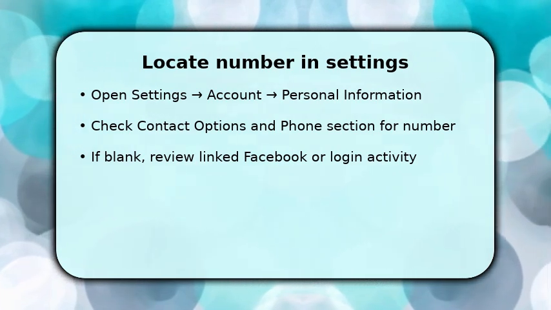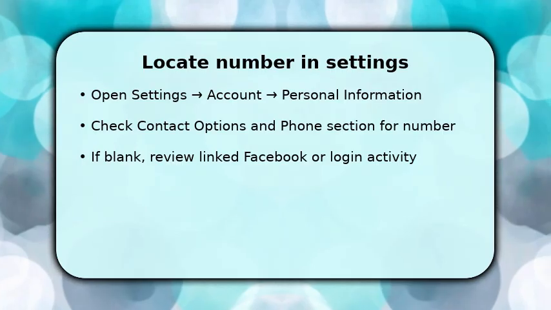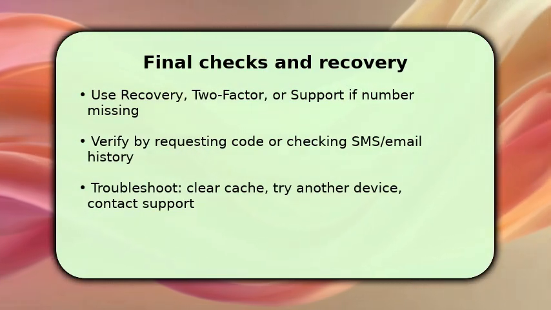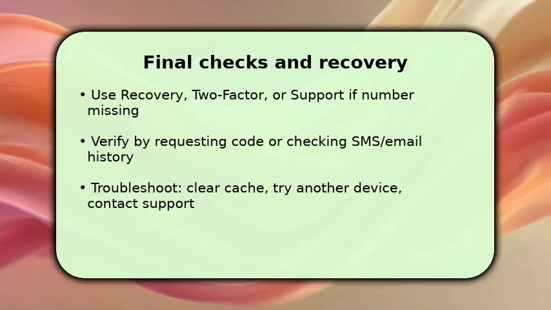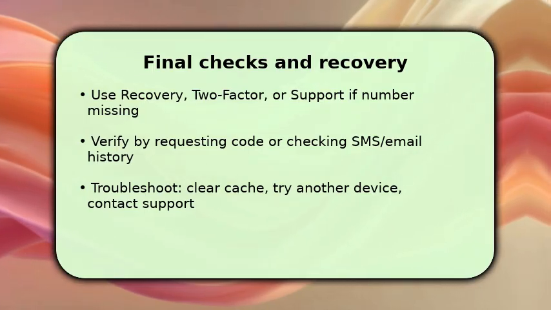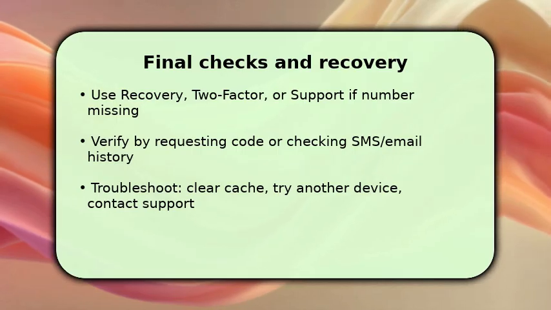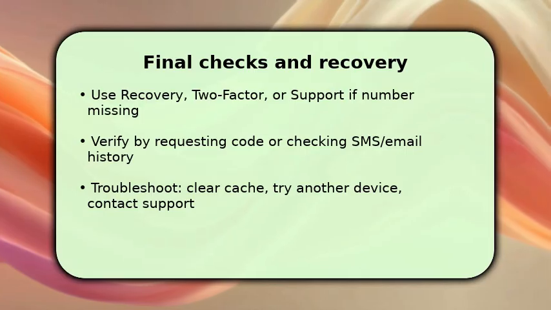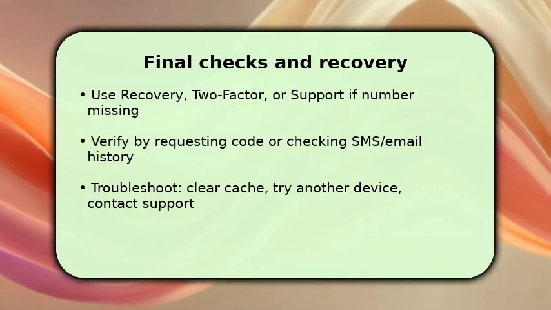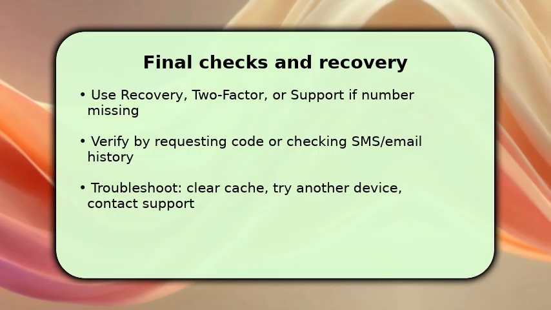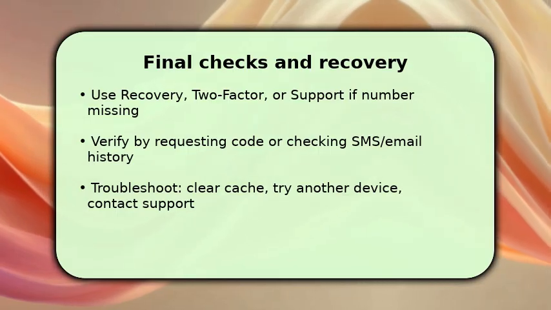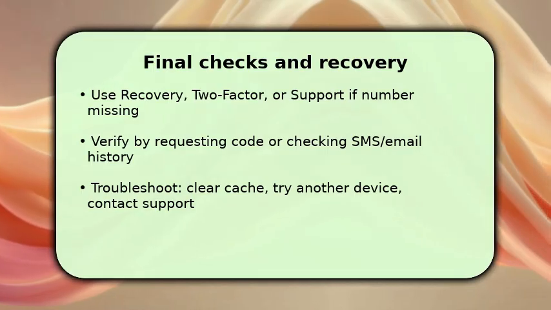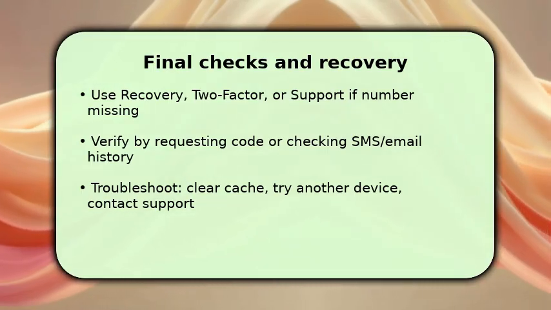To finish, verify the number by requesting a login code or enabling two-factor authentication. You'll receive an SMS confirming the exact digits. If you cannot access the number, use account recovery with your email, linked Facebook, or submit a support request with ID. Make sure to clear cache, try a different device, and update the app if data doesn't appear. If things go wrong, the key troubleshooting tip is to use verified recovery methods and contact Instagram support with proof of identity.